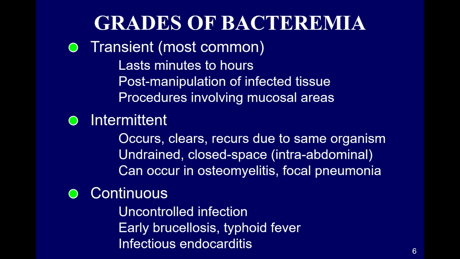There are conditions like osteomyelitis, or bone infection, or maybe a focal pneumonia that seeds the bloodstream with organism, stops for a while, sheds the same organism in the bloodstream, stops a while, same organism gets in. So that's called an intermittent bacteremia. And then continuous bacteremia is probably the most serious, and we'll correlate that with positive blood cultures in a little bit. Infectious endocarditis is when you have a continuous seeding of the bloodstream with an organism. Brucella in its early stages can do that, as well as typhoid fever.